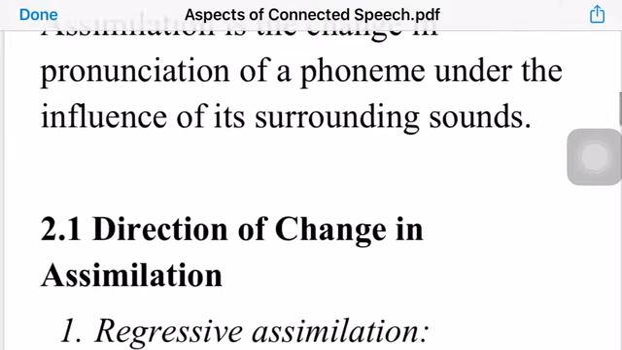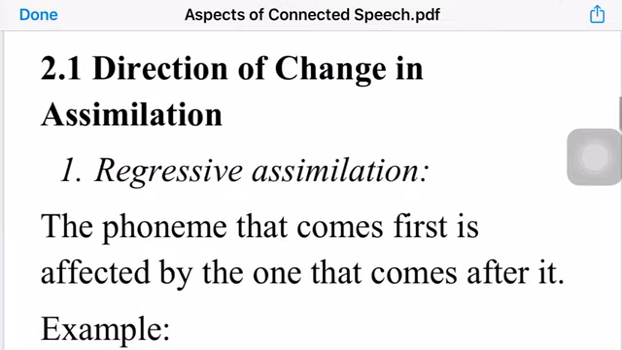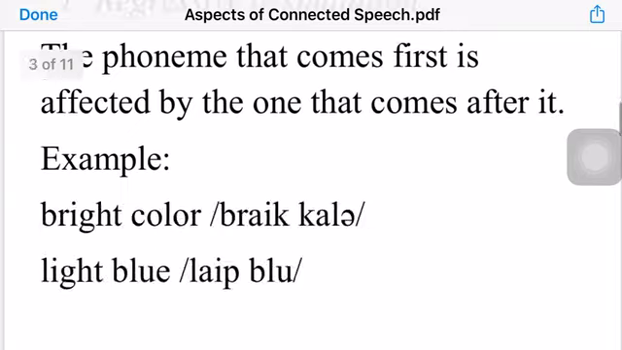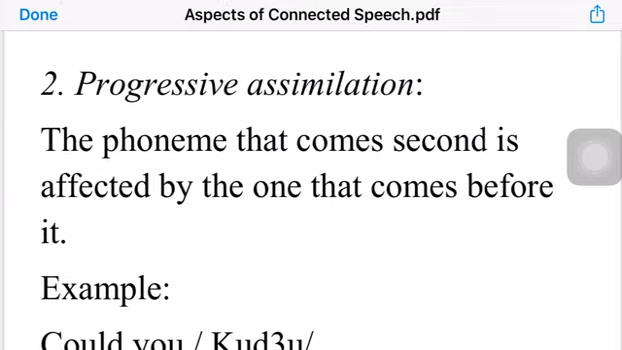We discussed the two different directions of change in assimilation in English. The regressive assimilation, where the direction of change moves from the second sound back to the first one. Regressive means taraju'i, from the second back to the first one. We also talked about the progressive assimilation, where the direction of change moves from the first one onward to the second one. Progressive, of course, means taqaddumi in Arabic.